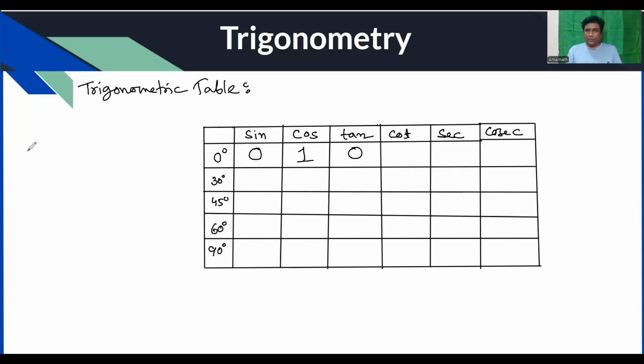So what you do? 0, 1, 0. But you know that cot theta is reciprocal of tan theta. So it means it will be 1 by 0, no? 1 by 0. And you know that 1 by 0 is infinity. So 0's reciprocal is infinity, 1's reciprocal is 1, 0's reciprocal is again infinity. So 0, 1, 0, infinity, 1, infinity. So I think one part is done. So tell me, cosec 0 degree is what?